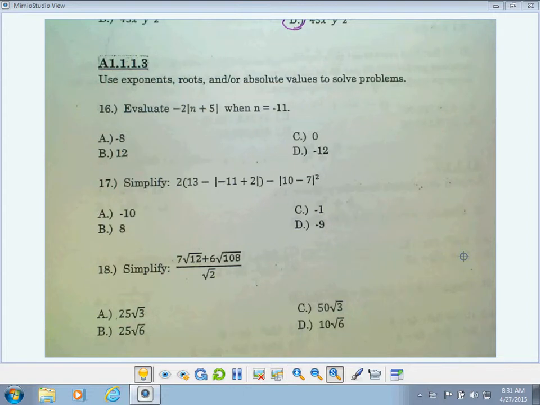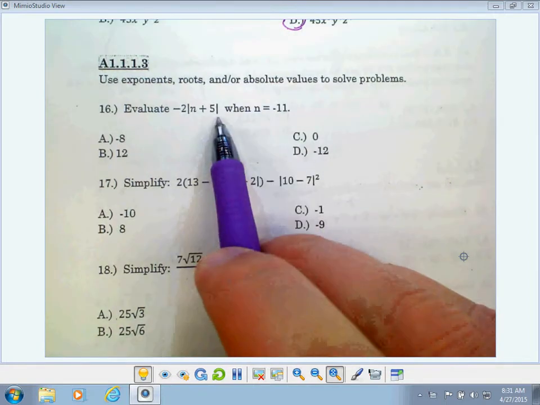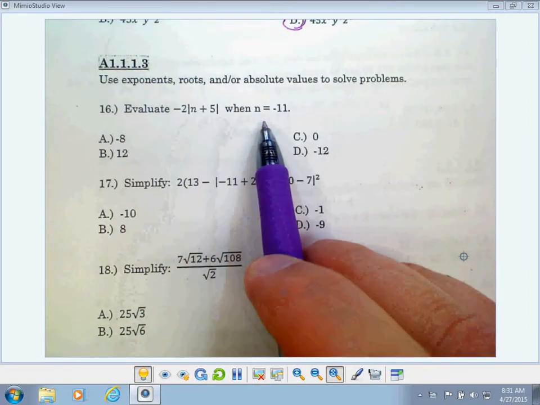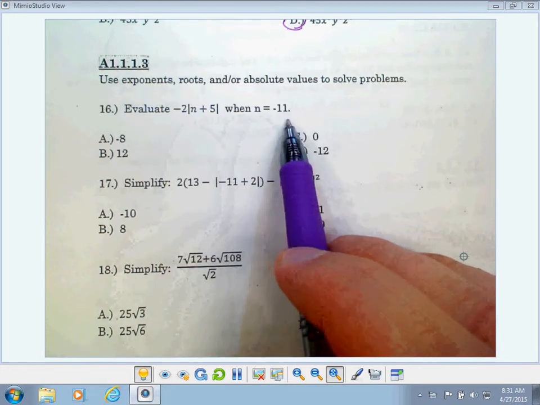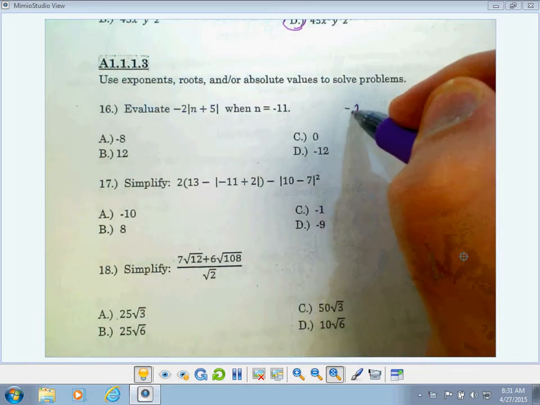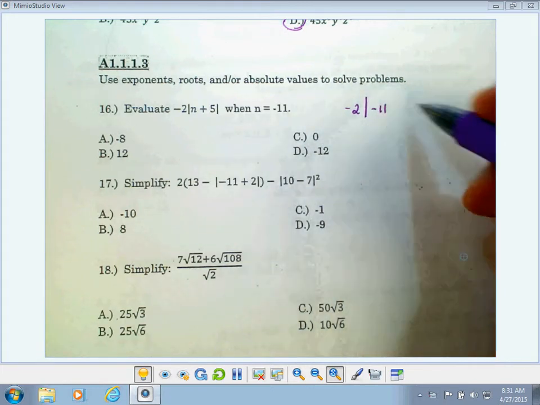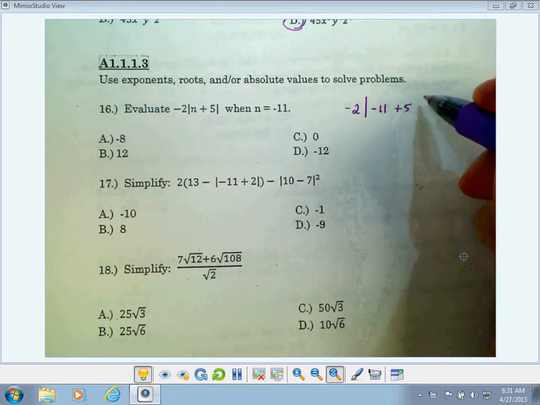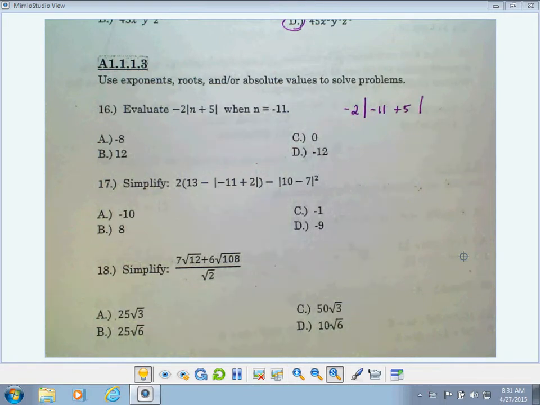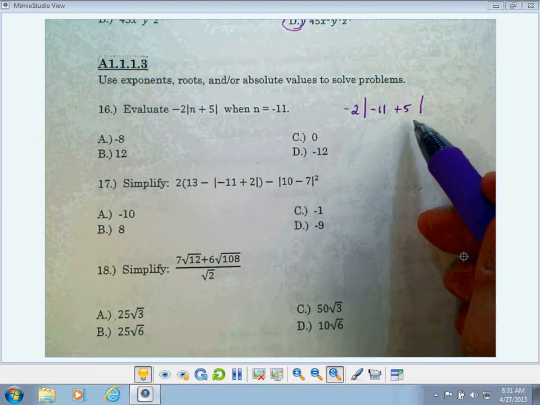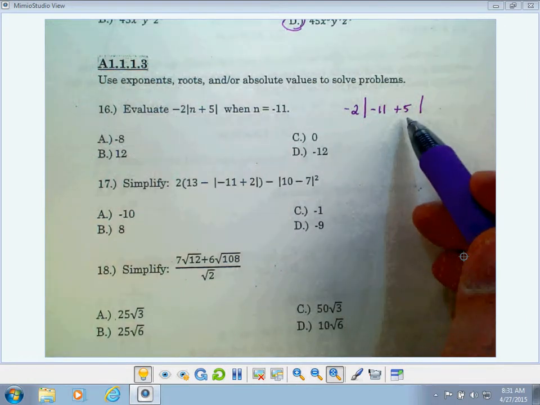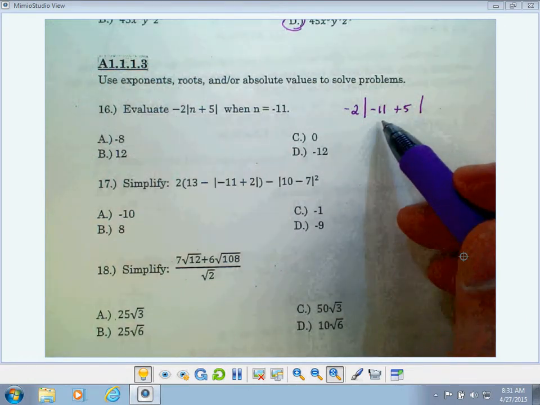Number 16 looks like it's got some absolute value. That's what these symbols refer to. And then it tells you to substitute for n the number -11. So let's do that first. Let's put in -11 for n and see what we have. Absolute values work a little bit like parentheses in the sense that you should work inside them first. But absolute values have one major difference, which we'll get to in a second.